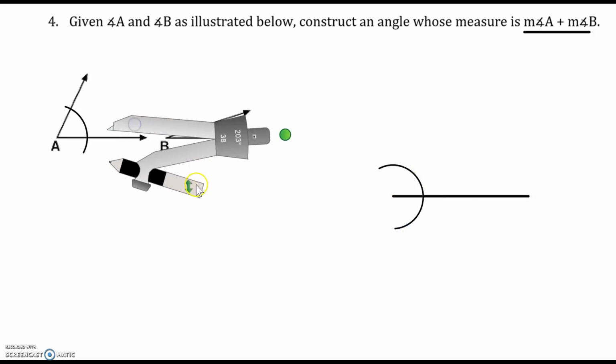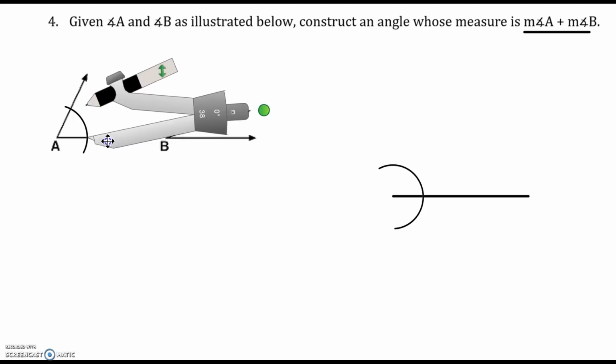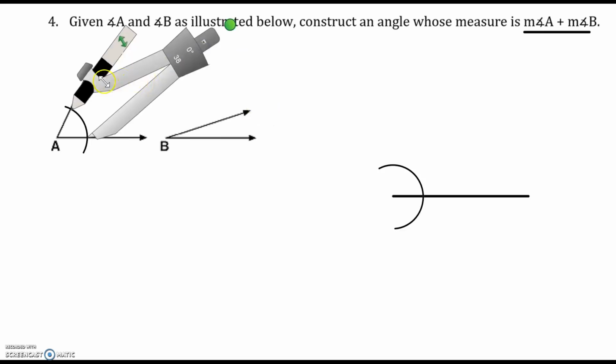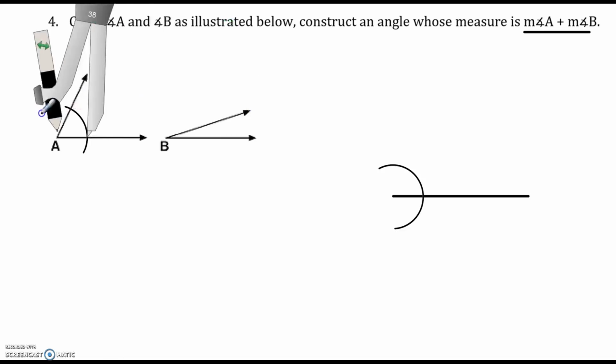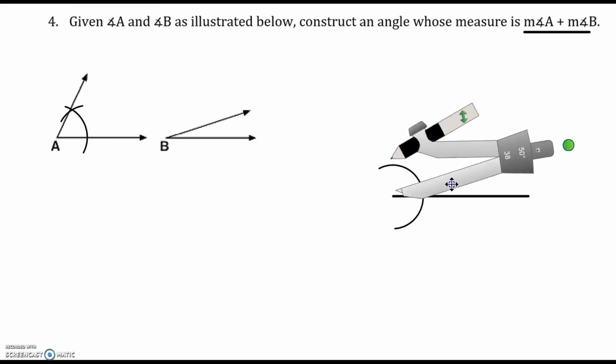And then you're going to measure how wide open angle A is by putting the point of your compass on one intersection and the pencil of your compass on the other. Whenever you measure that, make sure you swing the arc to show you did it. And repeat that down below.